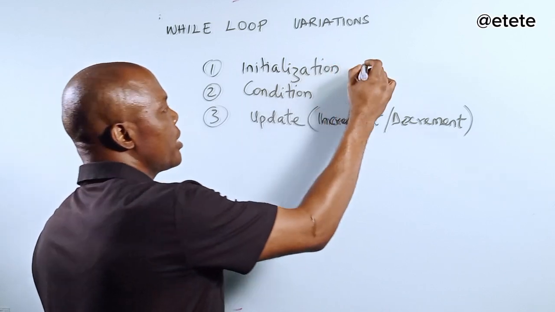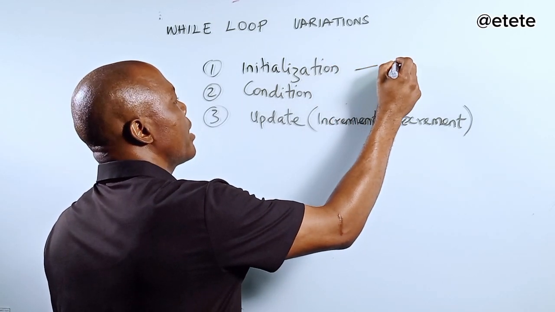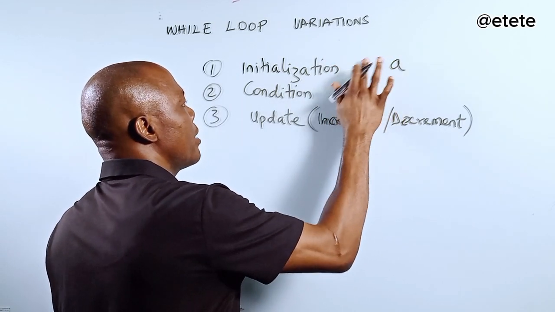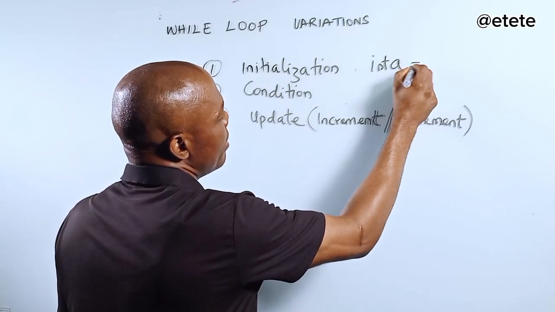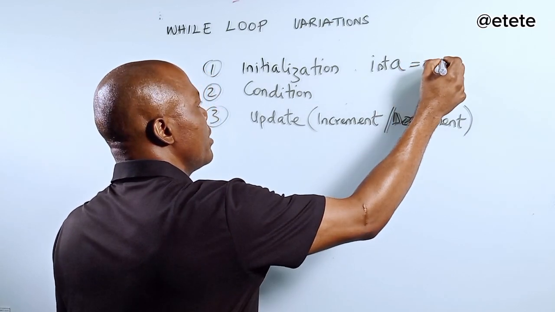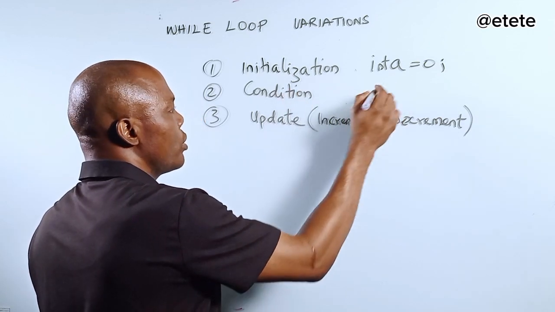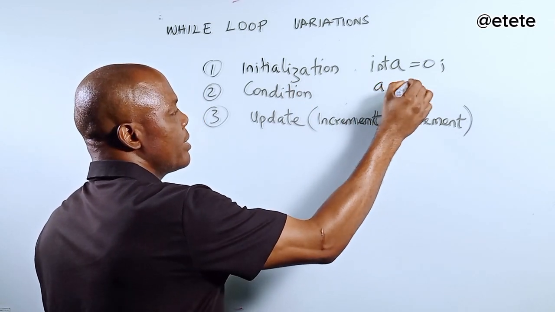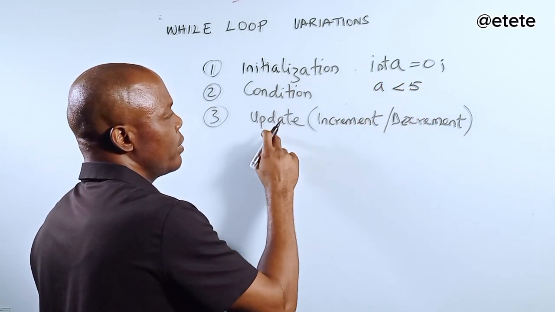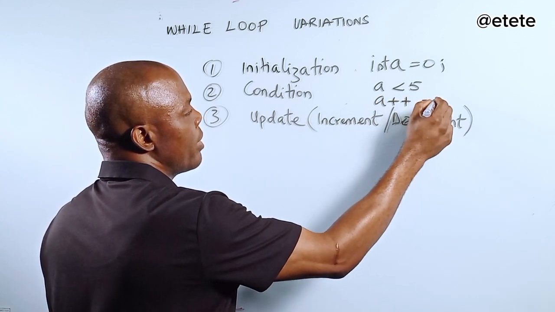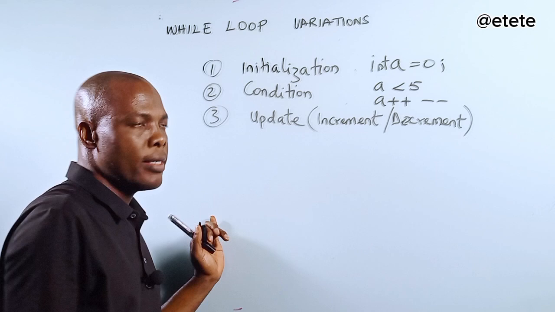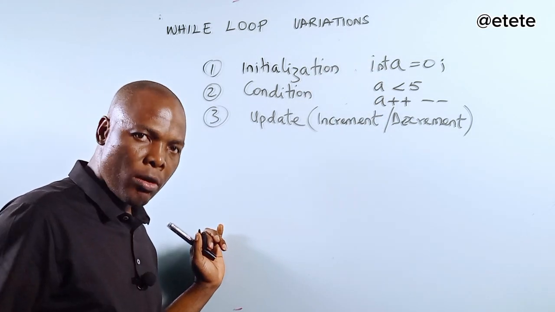For this initialization, say we declare a variable A in the integer realm and we assign maybe 0 to it. For this condition, we can say A less than 5. And for this update, we can say A plus plus or minus minus, right? Those are the component parts of a while loop.